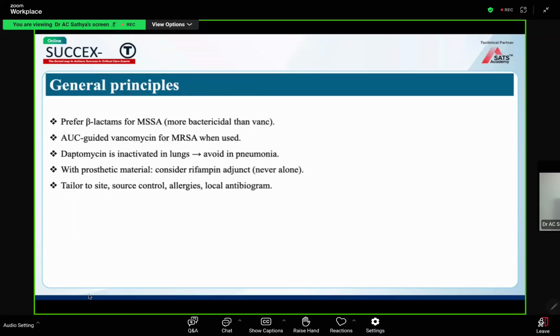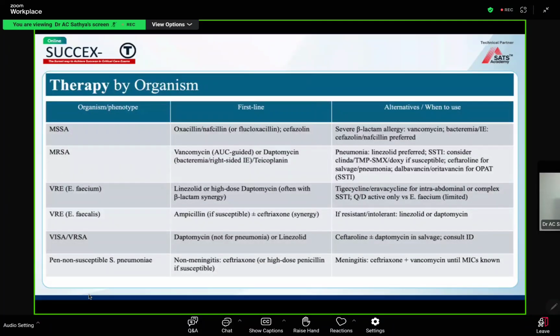General principles of treatment of gram-positive infections include, for MSSA, we always prefer beta-lactams, not to use MRSA drugs for MSSA because they might not be as efficient, and always use vancomycin as prolonged infusions for MRSA whenever it's used. Daptomycin, avoid using it for pneumonia, it's inactivated in the lung. And whenever there's prosthetic material, consider rifampicin as an adjunct. And always tailor to local antibiogram and proceed with source control.